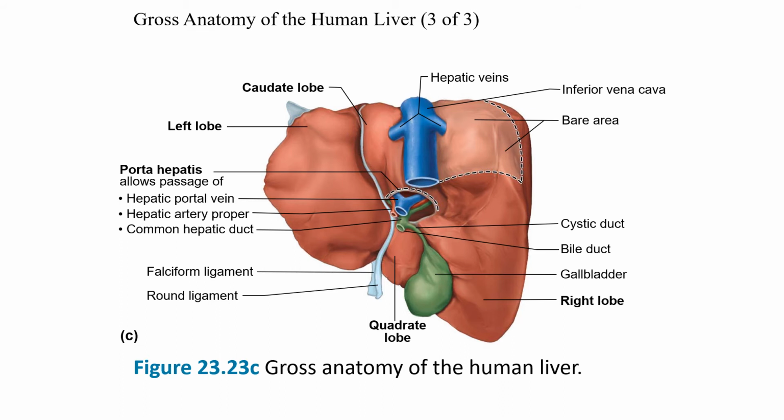Also see the hepatic artery proper, and then the common hepatic duct. The common hepatic duct is where bile is going to be transported from the liver. In the hepatic duct, the cystic duct splits off of it so that bile can then be stored in the gallbladder. What's not stored in the gallbladder goes directly into the duodenum.